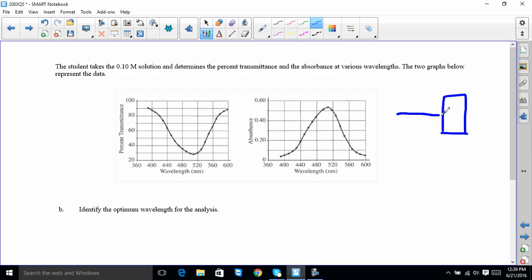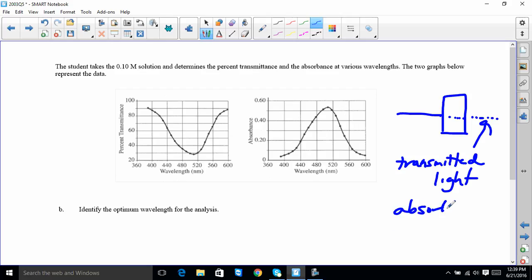Some of the light gets through to the detector, and some of the light doesn't. The light that gets through is called transmitted light because it gets transmitted to the detector. And the light that doesn't is called the absorbed light. Just like a sponge sucks in water, the absorbed light gets sucked into the solution.